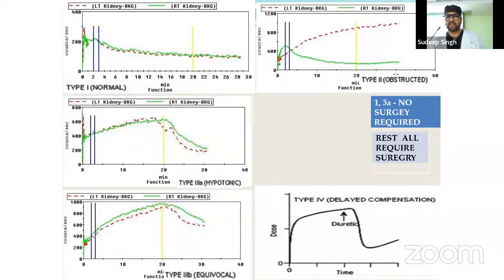These are the O'Reilly curves. Type 1 is the normal. In type 2, there is obstruction. And in type 3A, it is hypotonic. After giving diuretic, there is washout. And in 3B, even after giving the diuretic, there is less washout. In type 4, there is delayed decompensation. There are two peaks, also known as the Homsy sign.